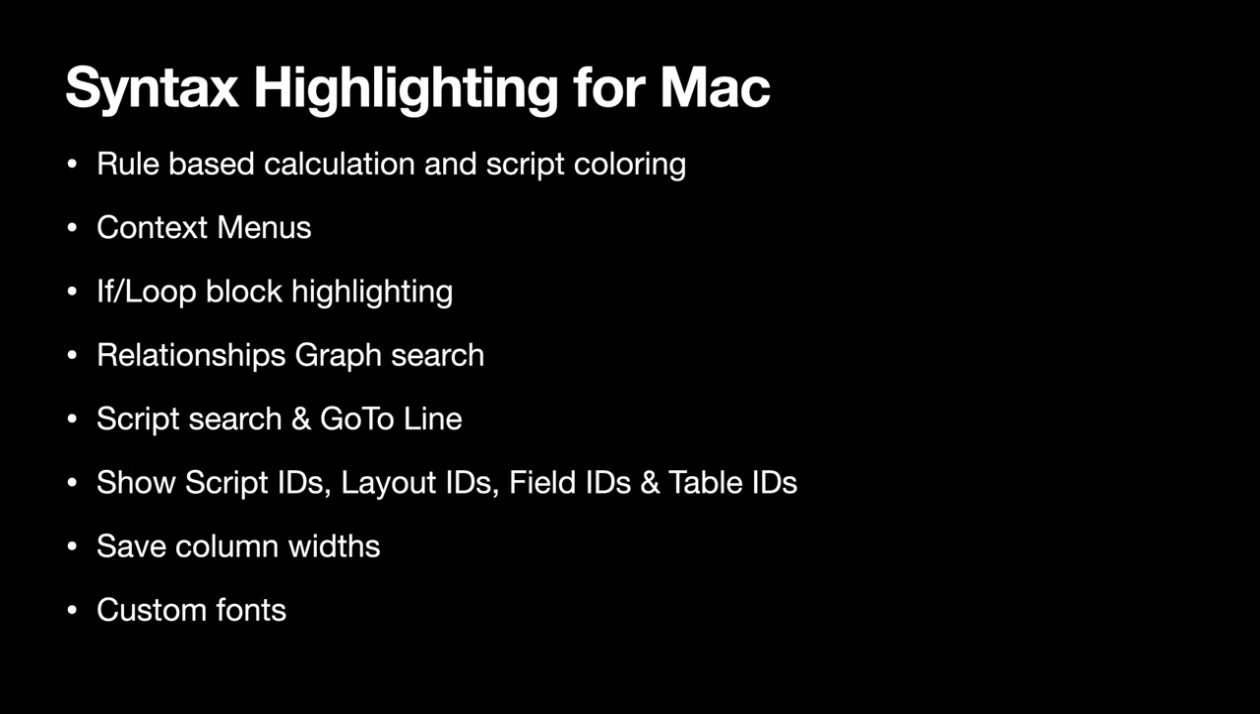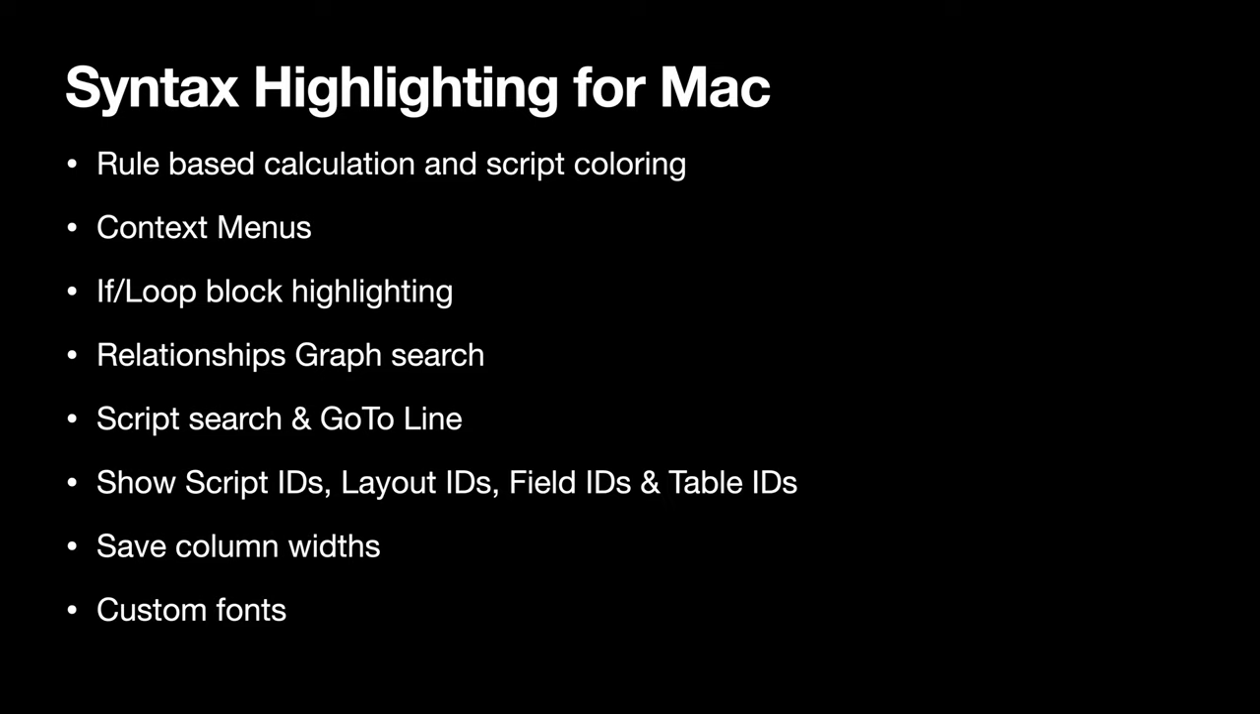We provide contextual menus for quick access to some functions. We can highlight the blocks for loops and if then else. We provide a search for the relationship graph. We also provide a search within a script and a go to line box where you can jump to the line number directly. We can show script IDs, layout IDs, field IDs, and table IDs in the user interface, so you can know the IDs and trigger scripts, for example, by the plugin with ID.